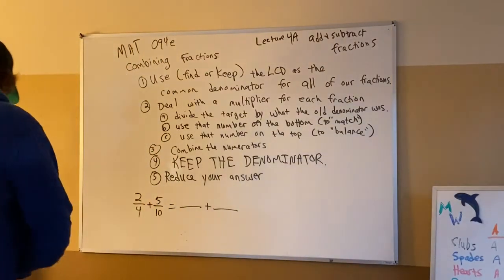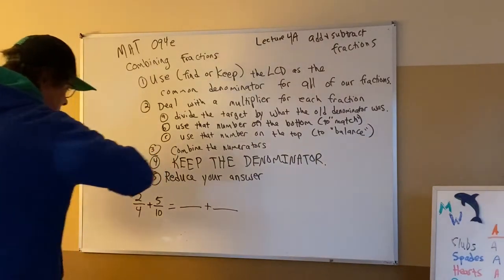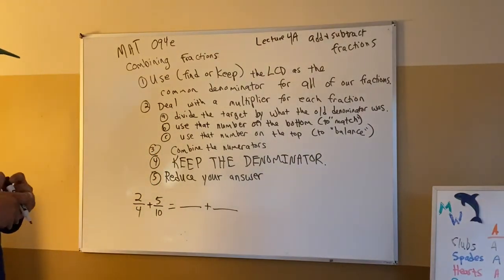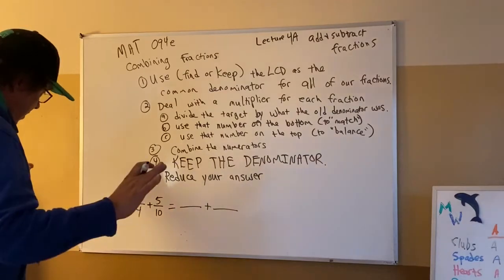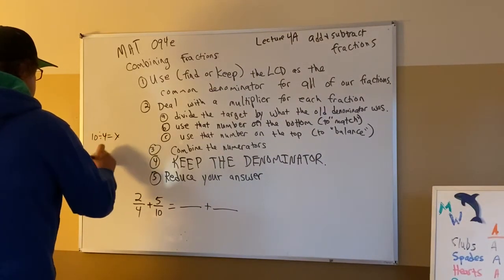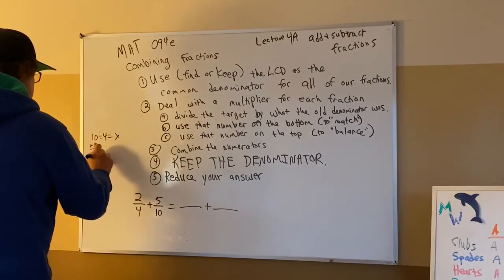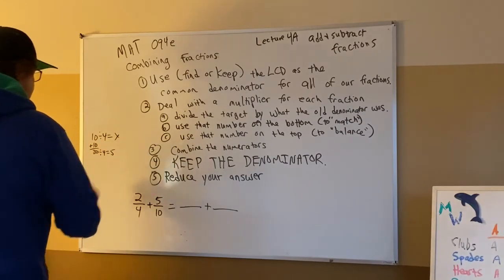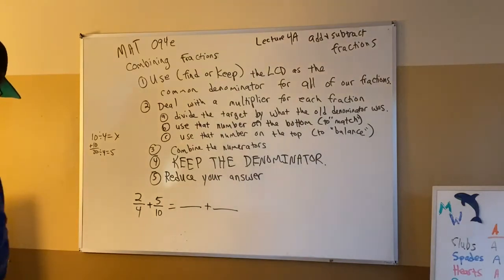Does 10 divide by 4? This is how we get our LCD. You can use the prime factorization, factor tree, and all that, but here's what we're going to do. Does 10 divide by 4 evenly? The answer is no. So you give me 10 more, which gets me to 20. 20 divided by 4 gets me 5. Okay, that means that 20 is going to be my LCD.